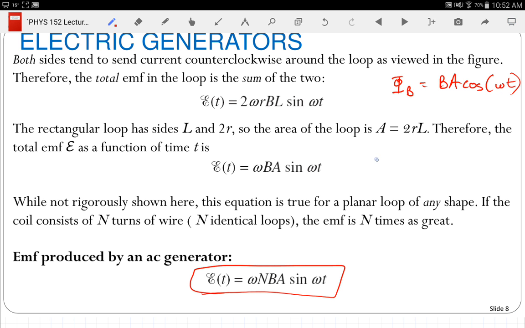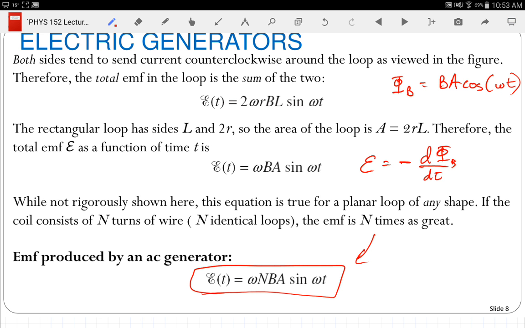But the true equation is the induced EMF is equal to, once again, that minus that reminds us of direction, the derivative of magnetic flux with respect to time. When you do the derivative of cosine omega t, derivative of cosine is minus sine of omega t times the derivative of the inside, omega. And so that's going to be equal to this. So it comes out from just using that equation as well.